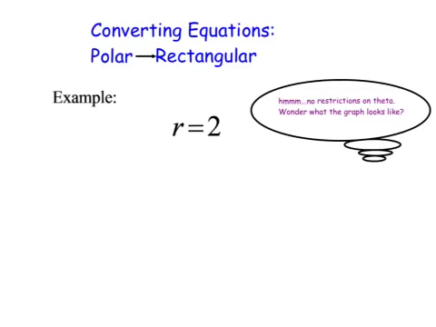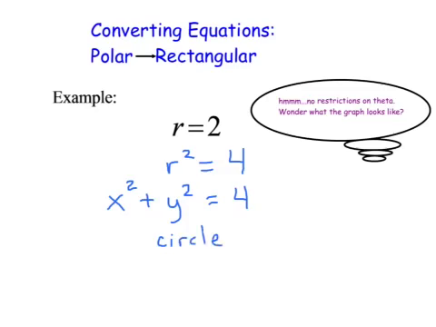So what I'm going to do is a little trick where I'm going to square both sides to get r squared equals 4. And then I'm going to replace the r squared with x squared plus y squared. So I have a circle where x squared plus y squared equals r squared. So r, or the radius, would be 2, and the center would be 0, 0.